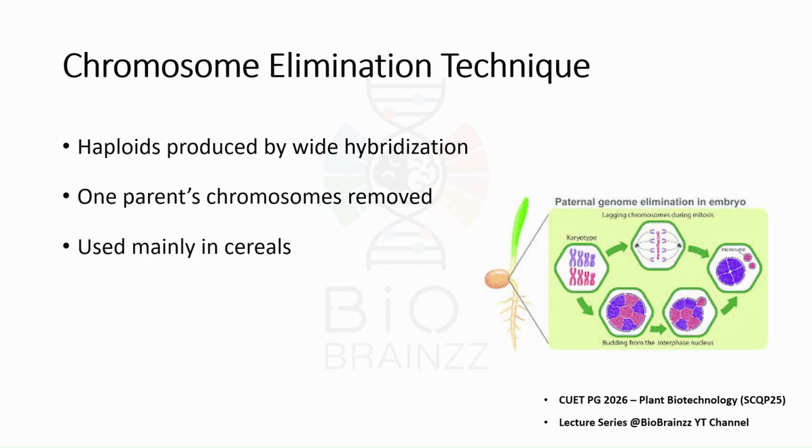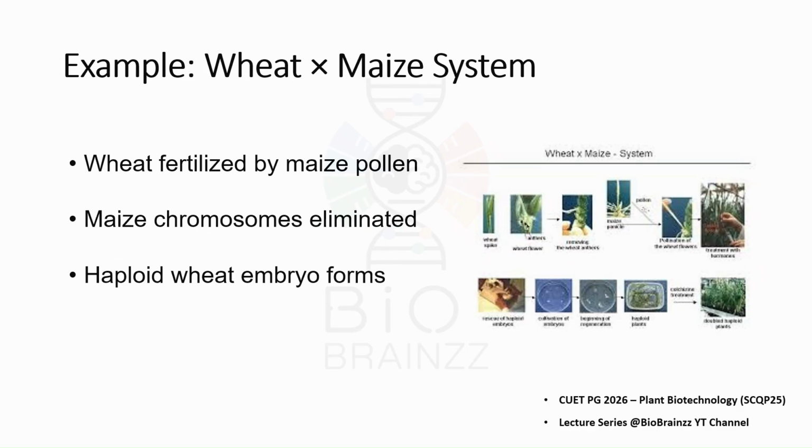Chromosome elimination technique. Haploids can be produced through wide hybridization between different species. After fertilization, one parent's chromosomes are eliminated. The remaining genome forms a haploid embryo. Example: wheat-maize system. In wheat-maize crosses, maize chromosomes are selectively eliminated after fertilization. This produces haploid wheat embryos which are later cultured and regenerated.